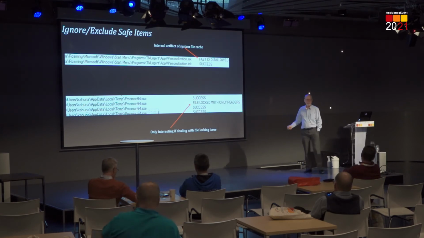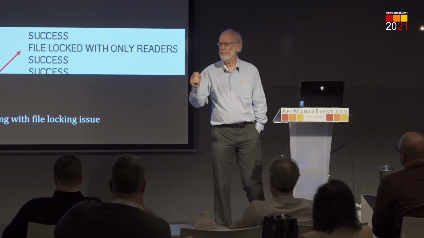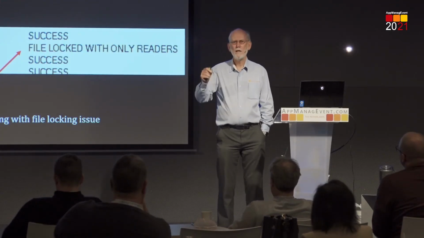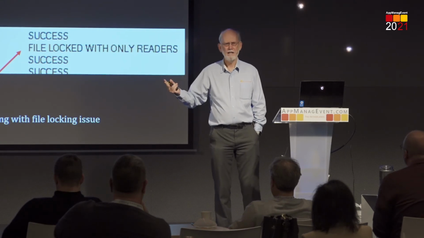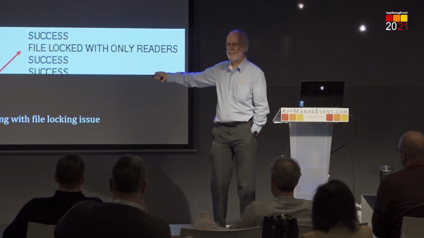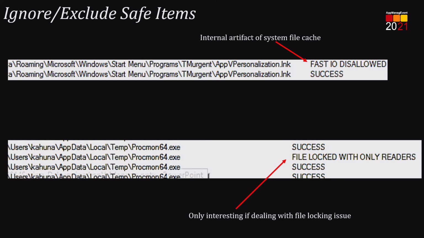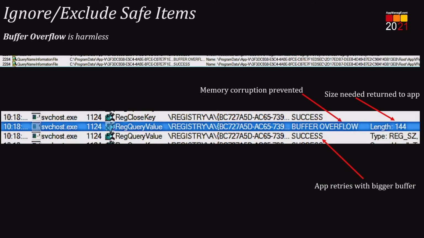File locked with only readers. That's just saying I'm placing a lock on this file, but if anyone wants to use it for read purposes, it's okay. So in this case, this happens to be an exe. It's just protecting itself. You don't want someone writing to you or deleting the file while we're trying to run some other process. Unless I know I'm dealing with a file lock problem, I don't care about those.